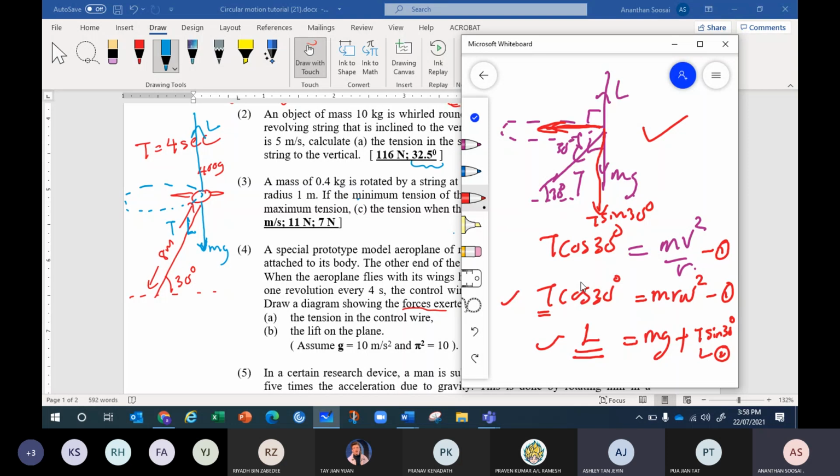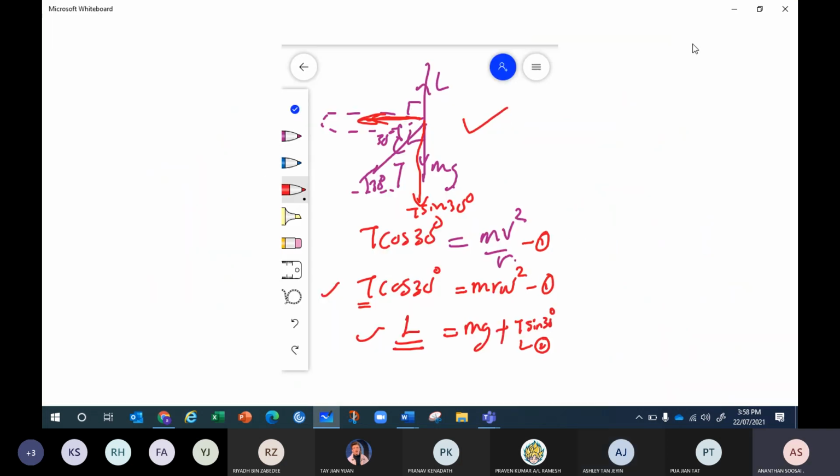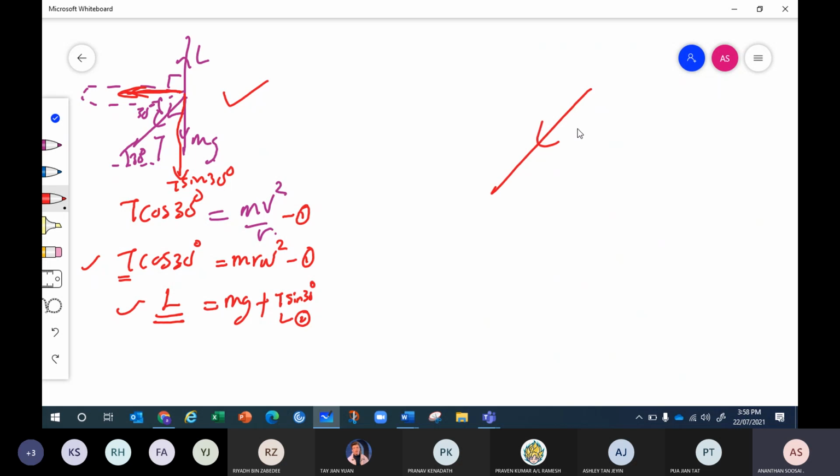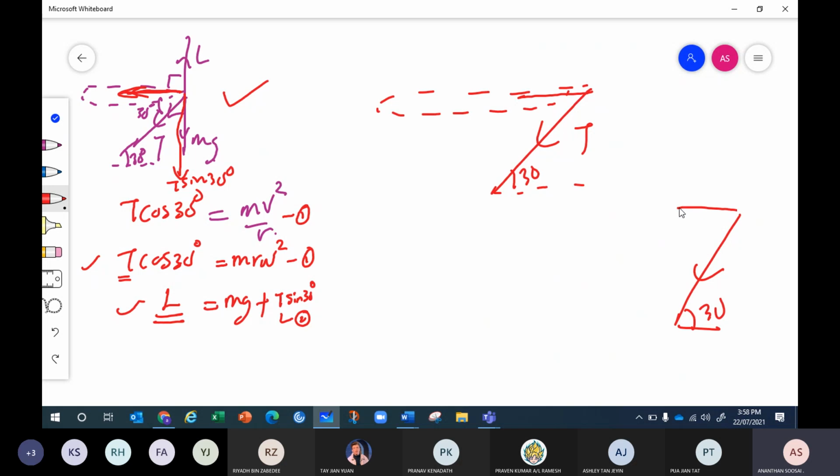Why is it T cos theta? Why T cos theta for mv squared over r? Okay, so I go to this diagram. The tension is acting here, right? Horizontally is 30. So this is the circle it makes. If this is 30 here, here also will be 30, right? A parallel line. So this tension you resolve to this direction. This is your T. Here is 30.